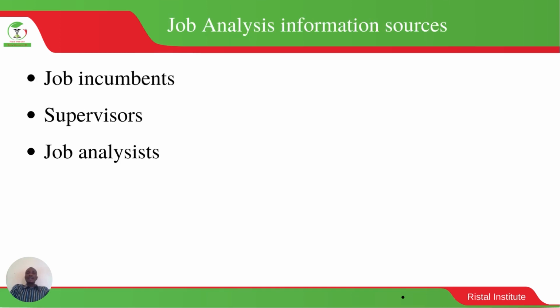Now, in the next slide, we're looking at the job analysis information sources. Where do we get the information for job analysis from? One is the job incumbents. Who are the job incumbents? The job incumbent is the person who is actually doing the job. If you want to recruit an IT specialist, we are going to interview the IT specialist. The person who is currently working as an IT specialist is the job incumbent. Number two is the supervisors or the line managers.